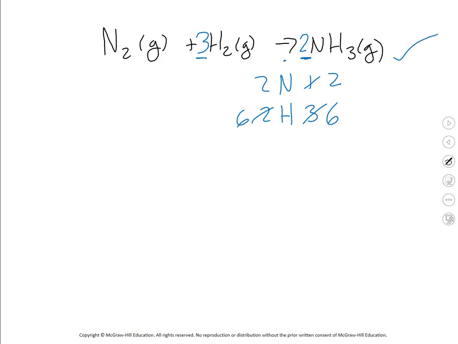So again, that's pretty simple and straightforward, but that's how to balance an equation. Questions about that one? Let's try one.